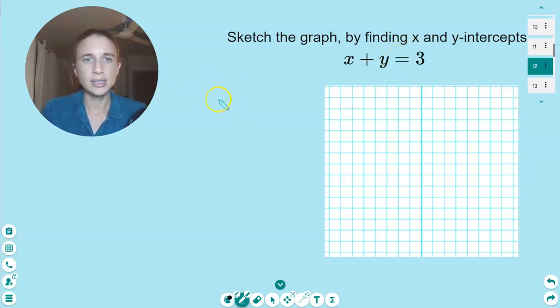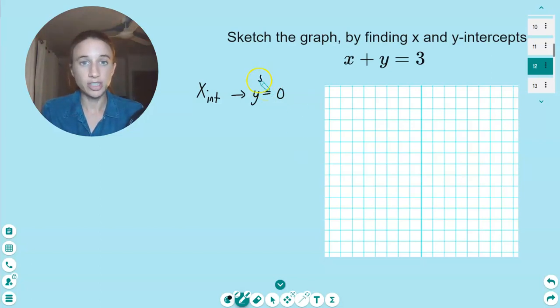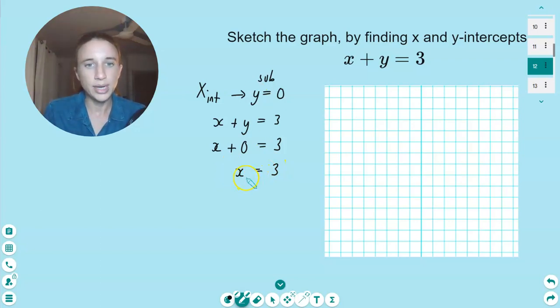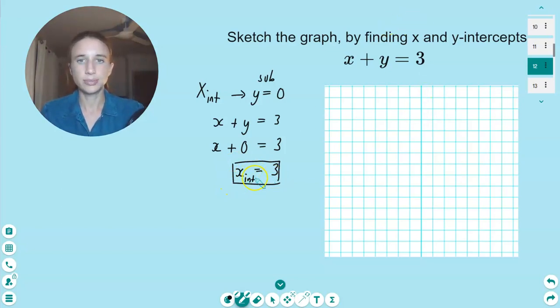So the x-intercept is when y equals 0. You have to substitute y equals 0 into this equation. So x plus y equals 3, giving y a value of 0, we get x plus 0 equals 3, which just means x equals 3. And I like to put x int there. So that's going to be a point on our graph that cuts the x-axis.